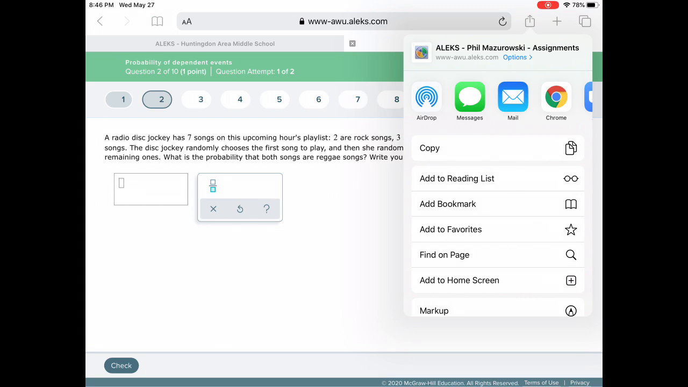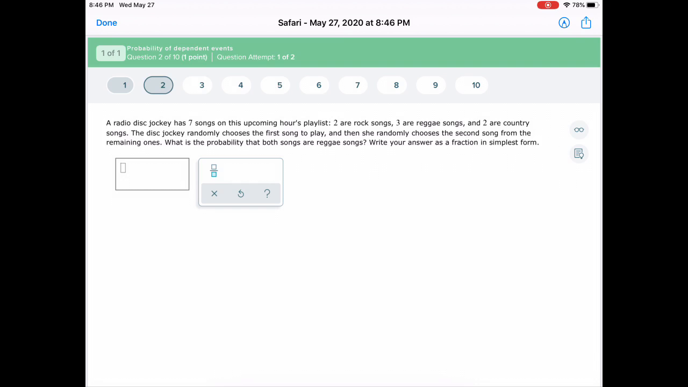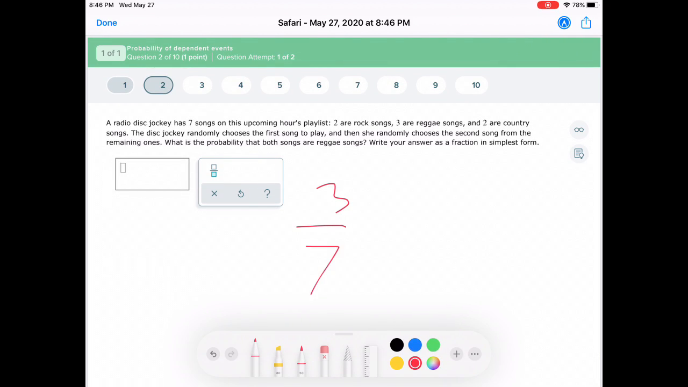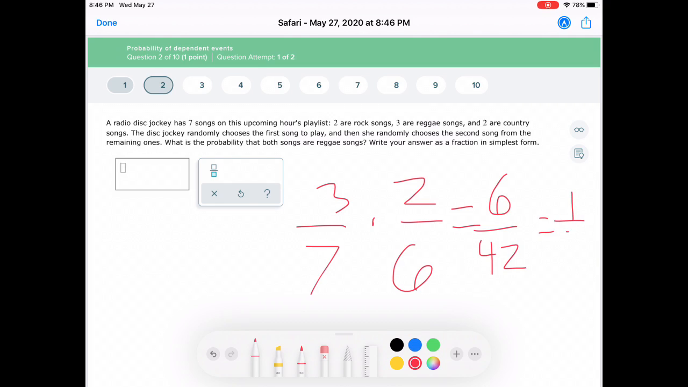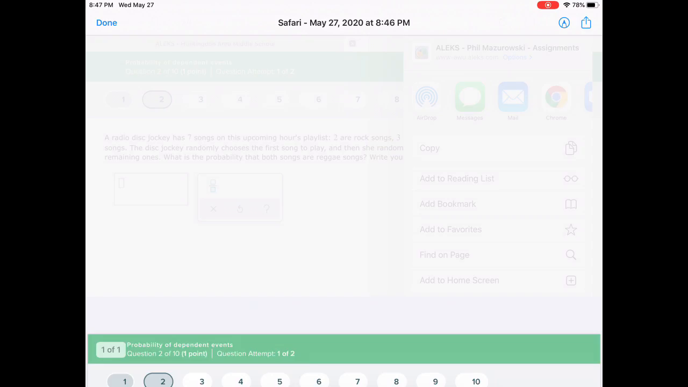This is slightly different from the one that we just did. We're looking at 3 reggae songs out of 7. Then the next time, once we chose 1 reggae song, there are only 2 reggae songs left out of 6 remaining songs. So we're looking at 3/7 times 2/6, because once again, we're going to multiply these probabilities together. I want to simplify at the end this time. So I have 6 out of 42, and that will simplify to 1/7. So there's a 1/7 chance that both songs they are choosing are going to be reggae songs.